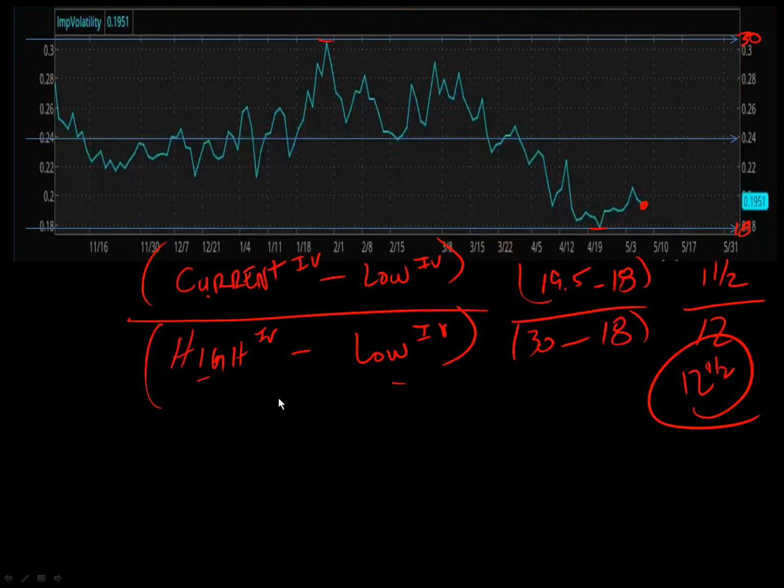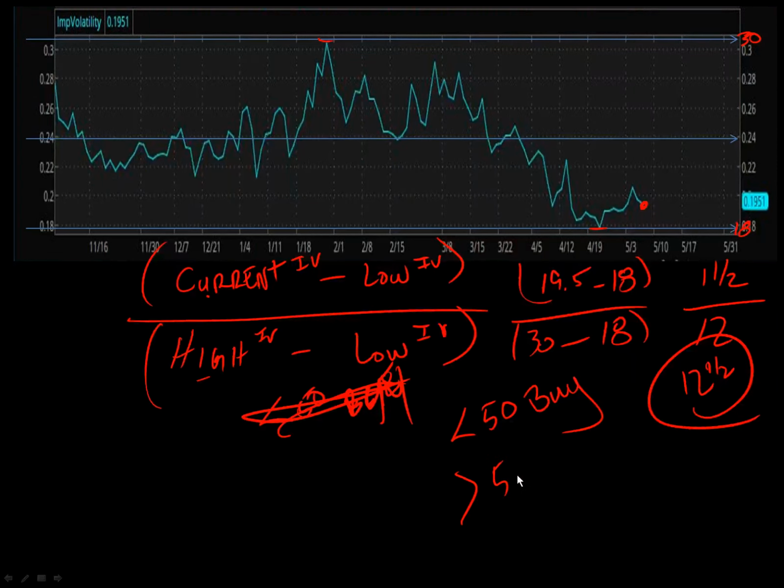So usually I say if it's less than 50%, you're going to buy. If it's greater than 50%, you're going to sell. All right. But look what's happening here.